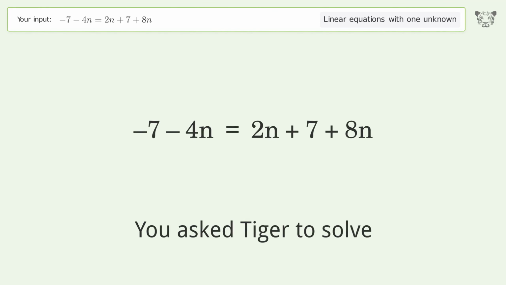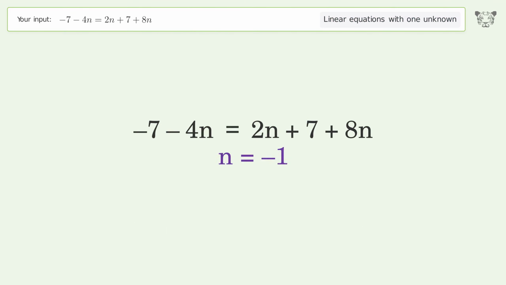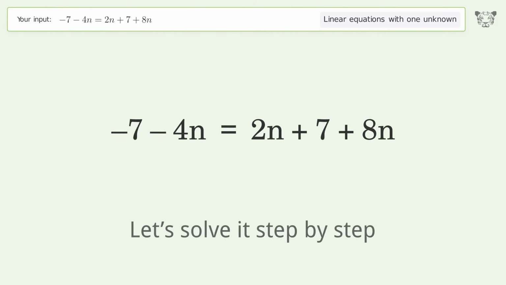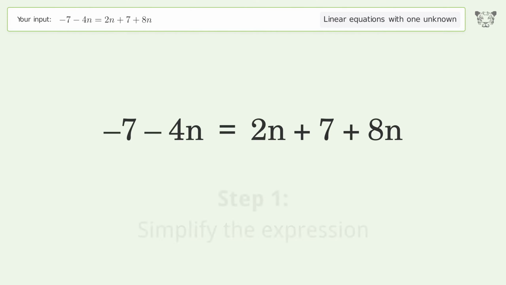You ask Tiger to solve this. This deals with linear equations with one unknown. The final result is n equals -1. Let's solve it step by step. Simplify the expression. Group like terms.